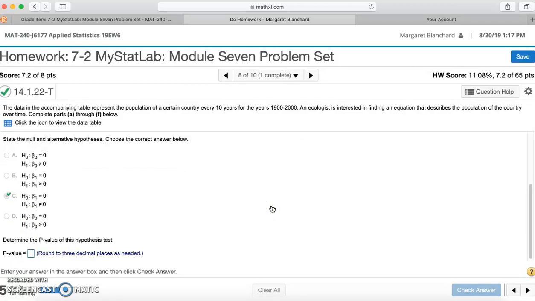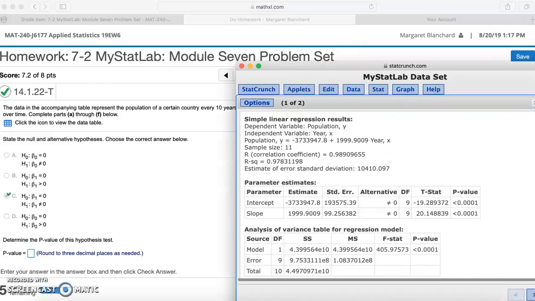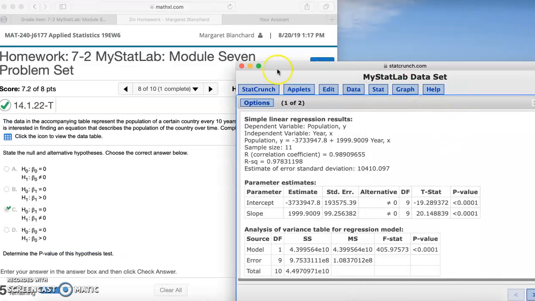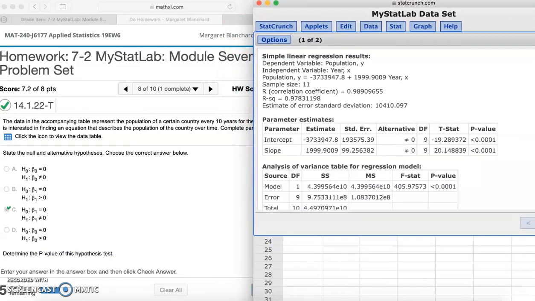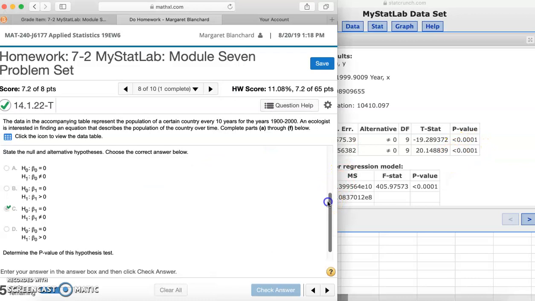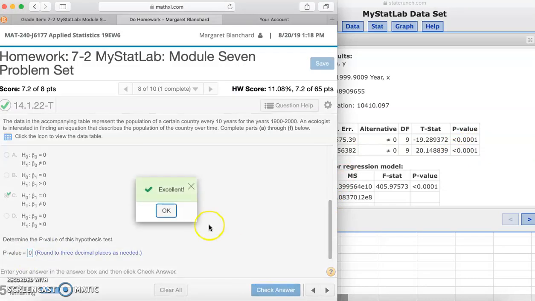All right, determine the p-value of the hypothesis test. The great thing is that it's already done for us when we found our linear regression line. Let's take a look over here. See, we were looking at slope, that's right here, and we come all the way over here and we can find our p-value. It's 0.0001. So once we round that to 3 places, it's just 0. Check answer. Excellent.